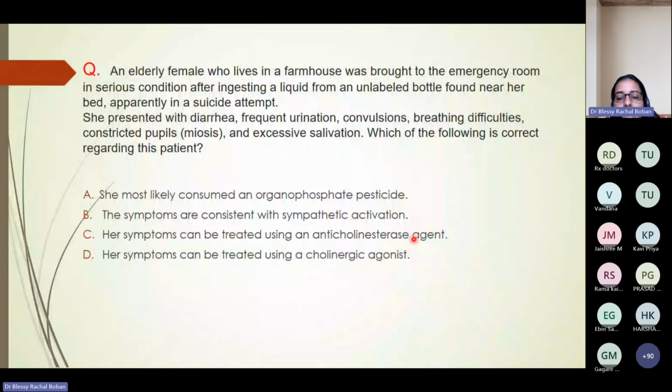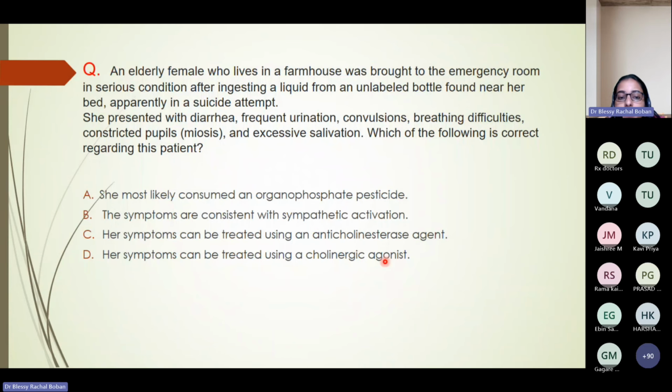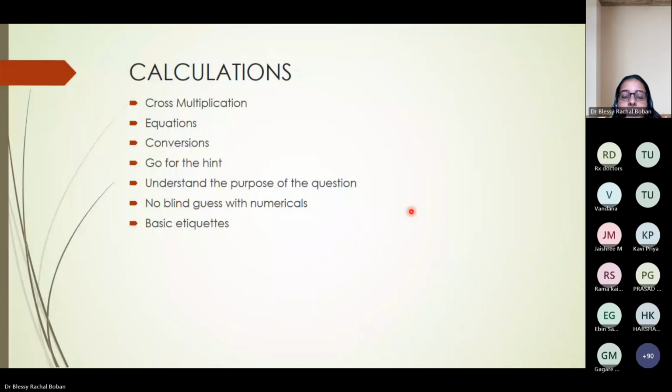Her symptoms treated with an anticholinesterase agent? Her symptoms treated using a cholinergic agonist? We are not talking about any treatment here. First, you have to identify. The patient had a suicide attempt, so you have to identify what was in that unlabeled bottle. So you can choose option A as the appropriate choice because the symptoms are consistent with cholinergic crisis, and all those increased secretions can indicate the patient had organophosphate pesticide poisoning.